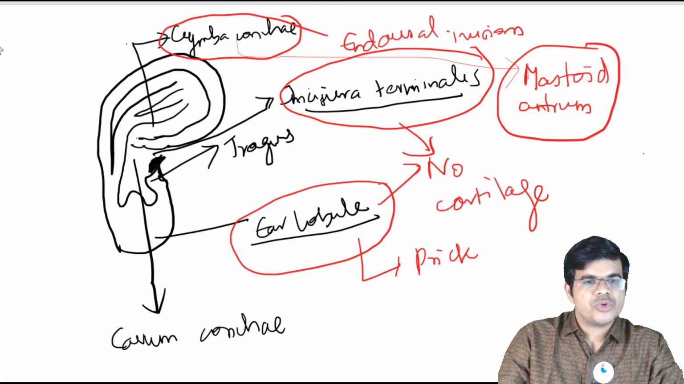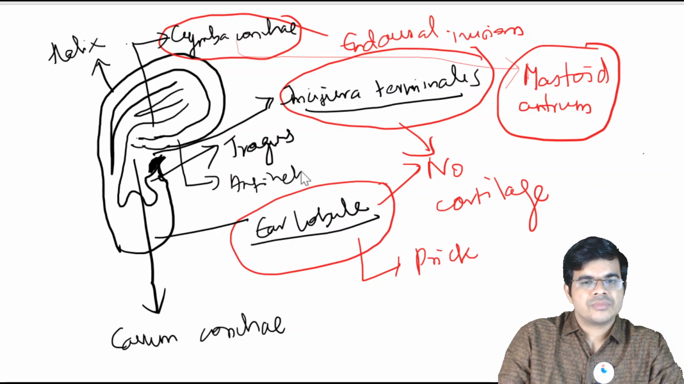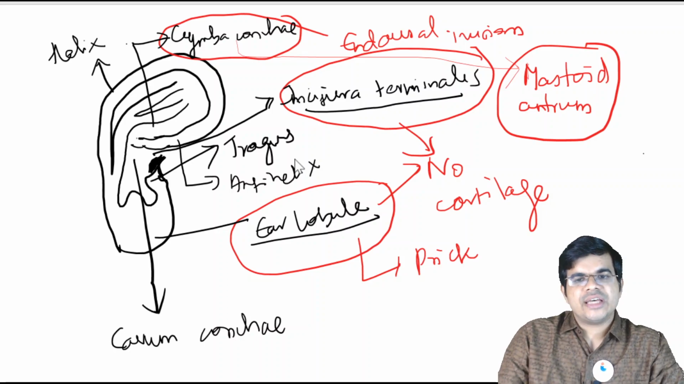And then you have also got the helix and antihelix. This is the helix, and here you have the antihelix. Okay, so these are the various parts of pinna that you have to be thorough about.